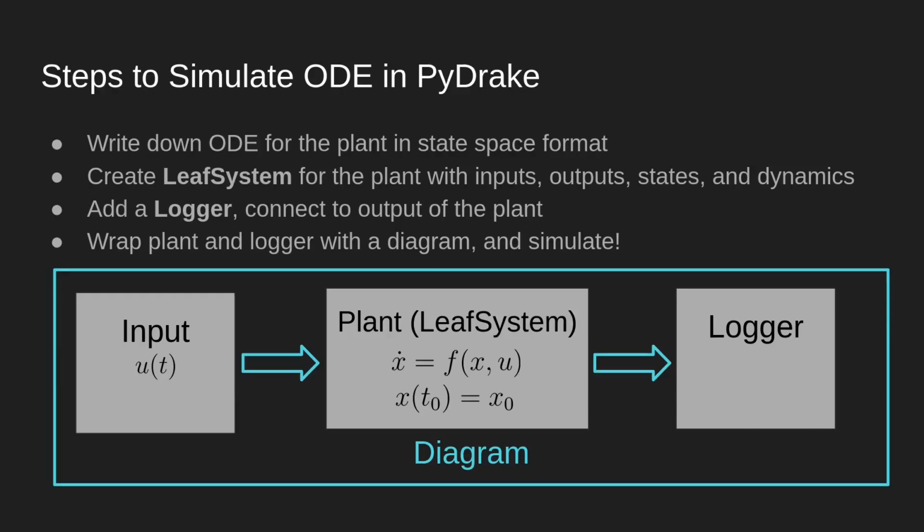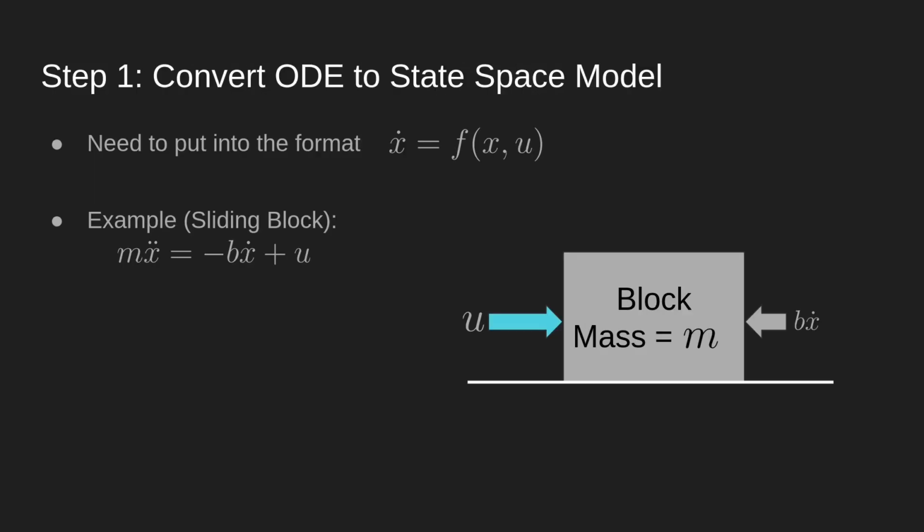So at a high level, there's a few steps you'll need to complete in order to simulate your ODE. In Drake, we simulate a diagram, which is a collection of systems that are connected together with input and output ports, just like Simulink. To represent our system dynamics, we author our own LeafSystem, and then we connect input and output ports to our LeafSystem, so then we can apply our input u and observe our output x. So step one is writing down your ODE in state space format.